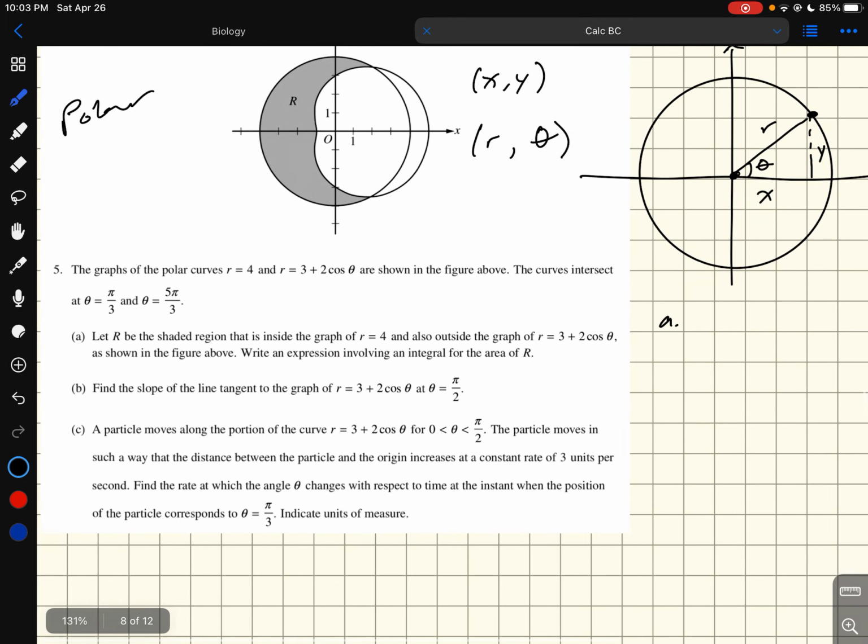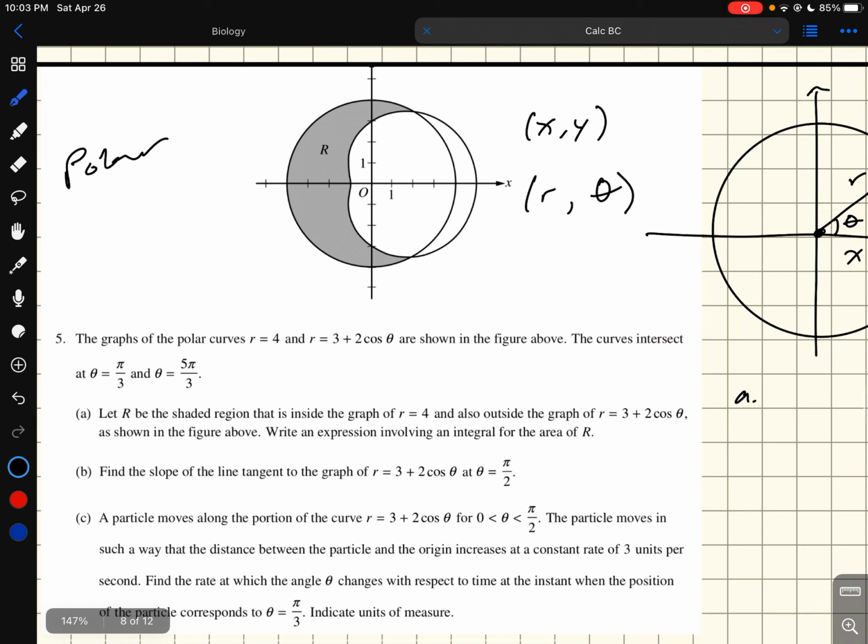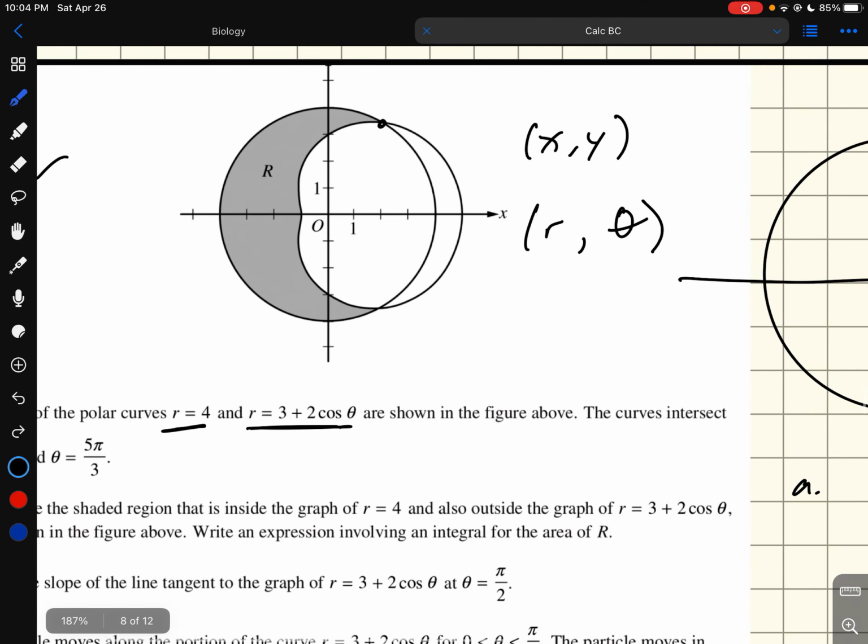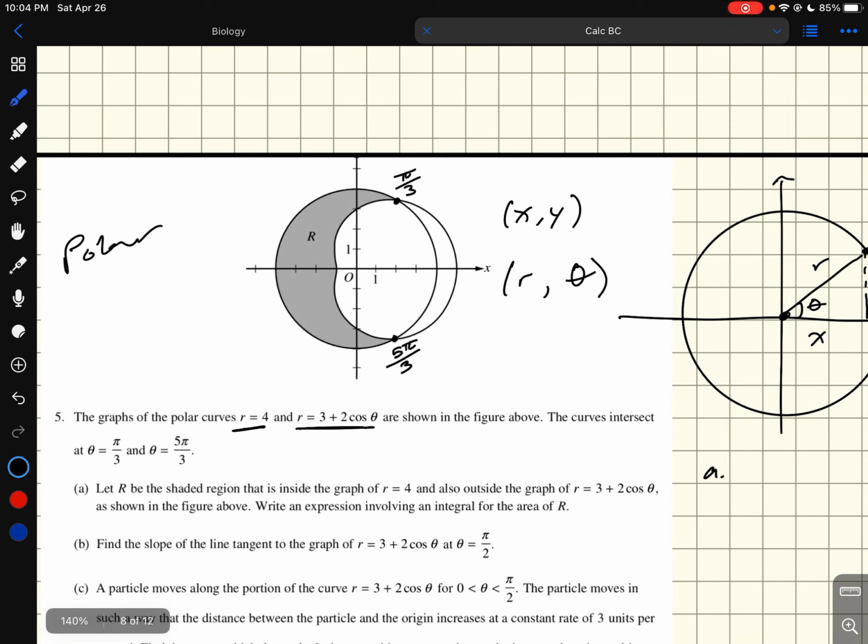I should write A. So we have the graph of the curves r equals 4 and r equals 3 plus 2 cosine theta. And they intersect where theta is equal to pi thirds and where theta is equal to 5 pi thirds. So this one right here is pi thirds, and this one right here is 5 pi thirds. And remember, theta is an angle, so this angle is pi thirds. And then this angle goes all the way around. This is 5 pi thirds.